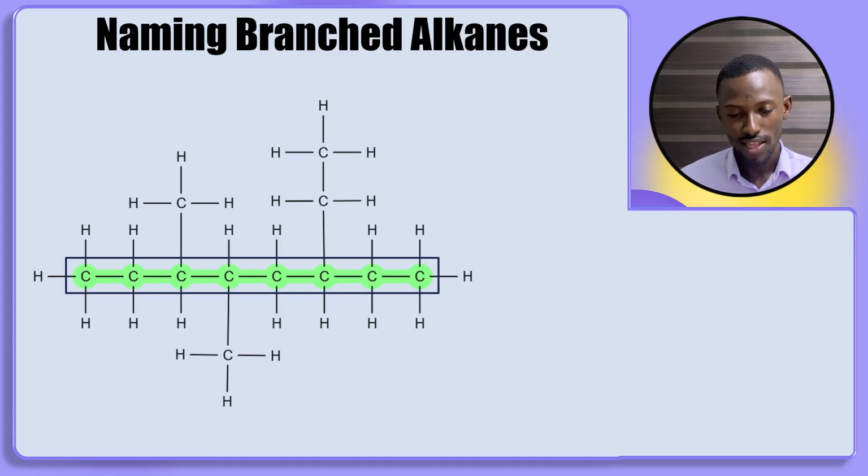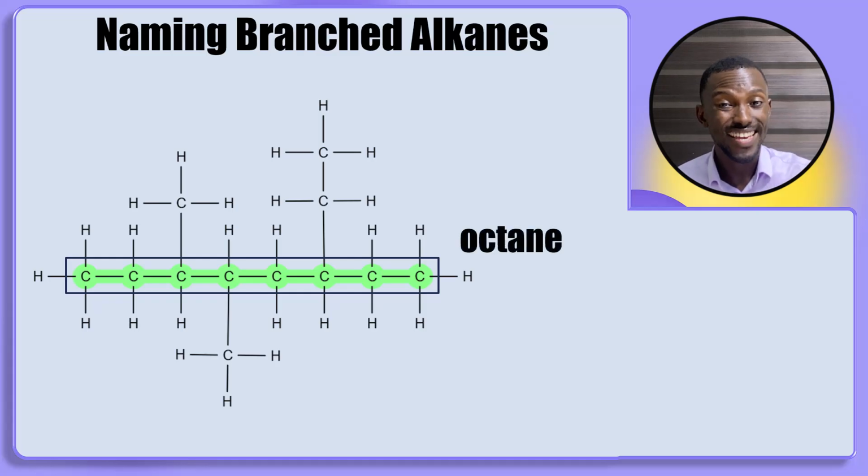Good. So now we have to name the longest continuous chain. What is the name of an alkane with 8 carbons? The name is octane, like octagon. So octane, we got that. So the name is octane. So we've successfully named the longest continuous chain.